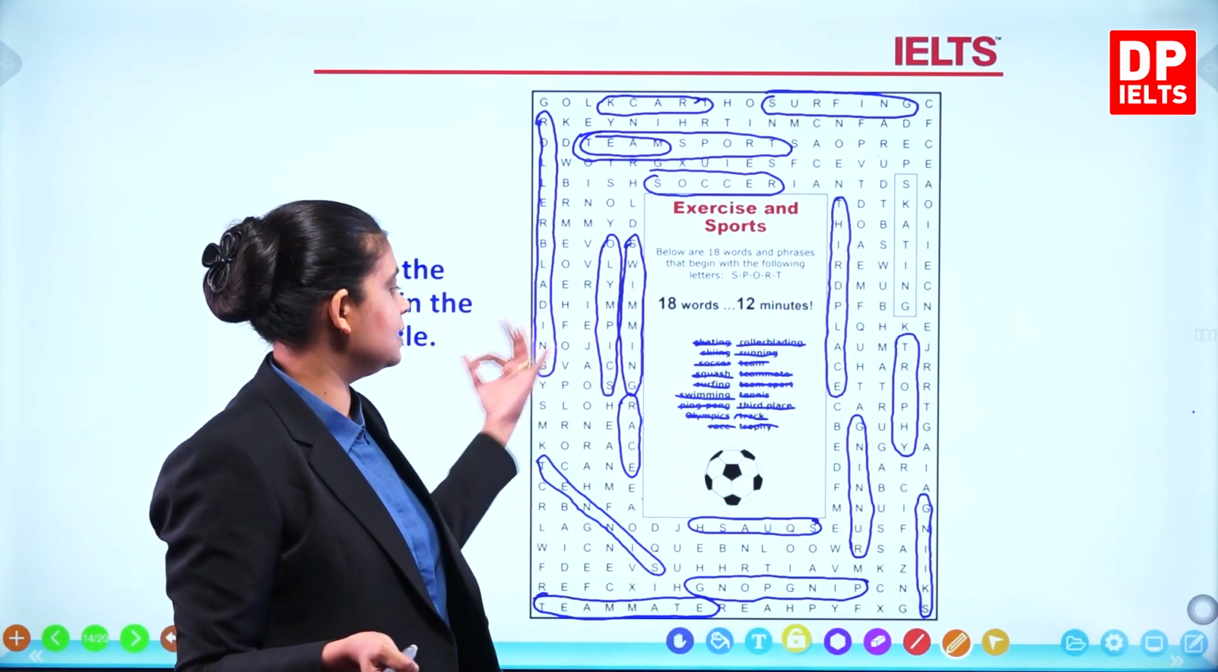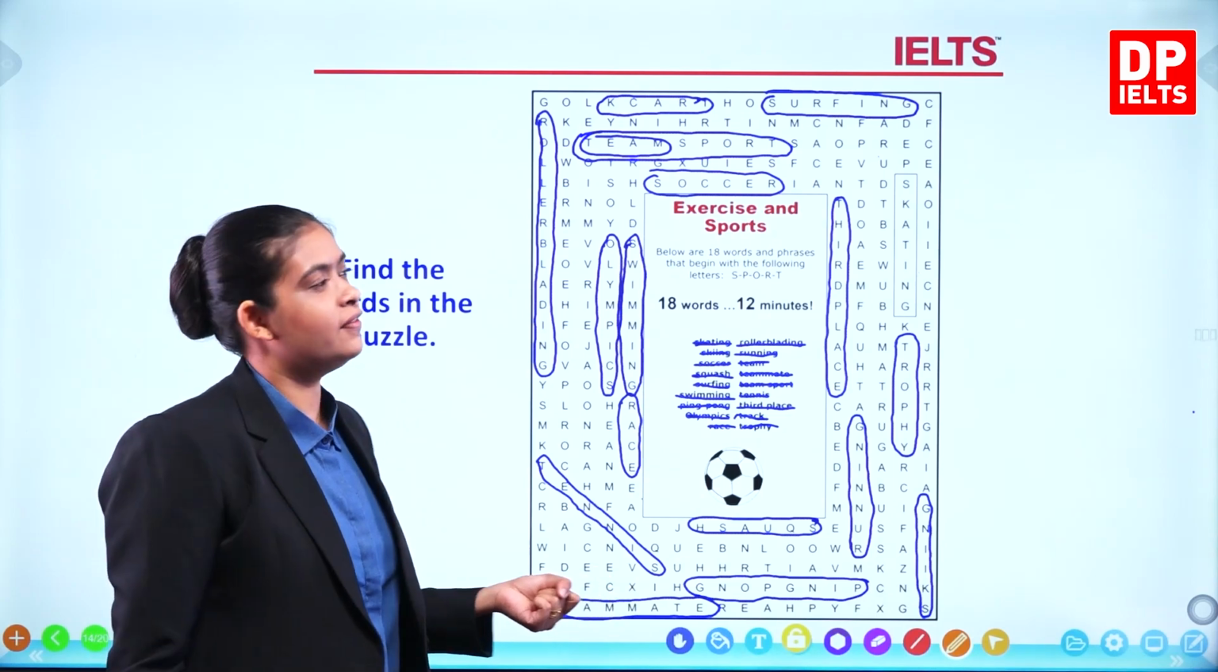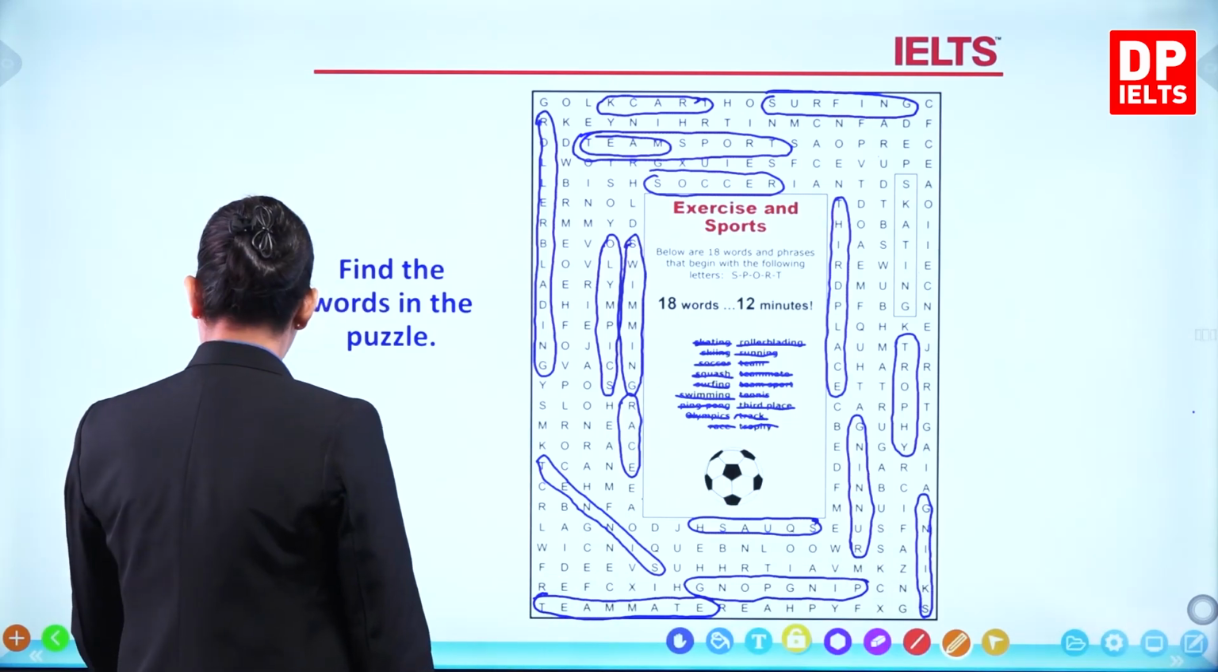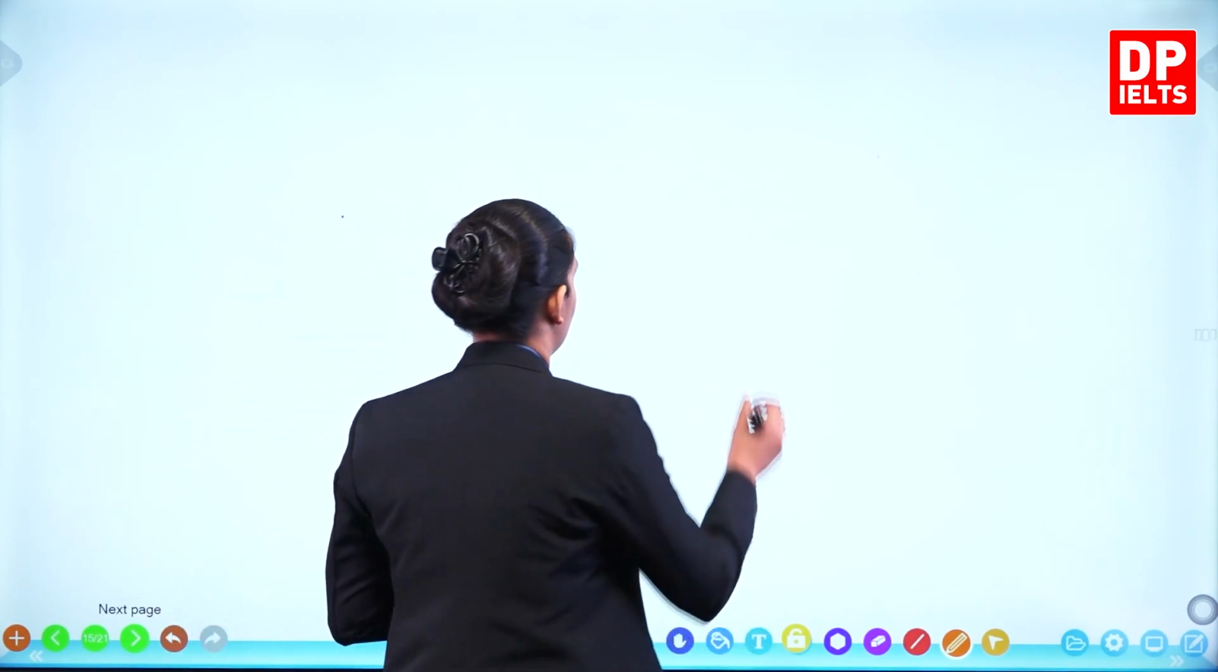So we have all 18, right? And I hope you also have found all 18. All right. So one last thing that I want to touch on is with the 3 verbs, okay?